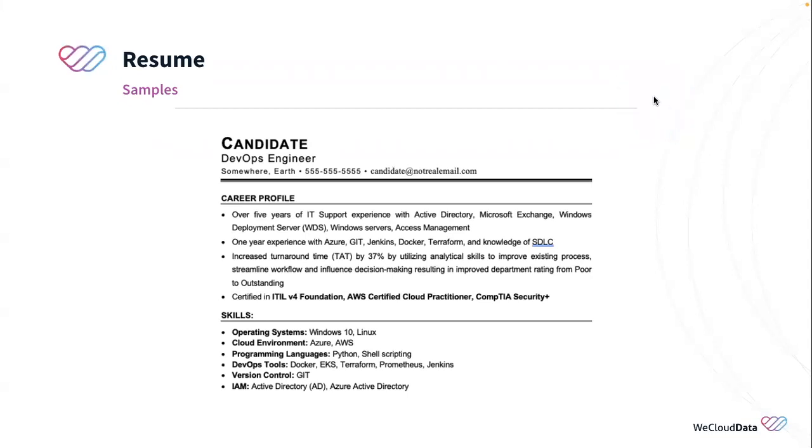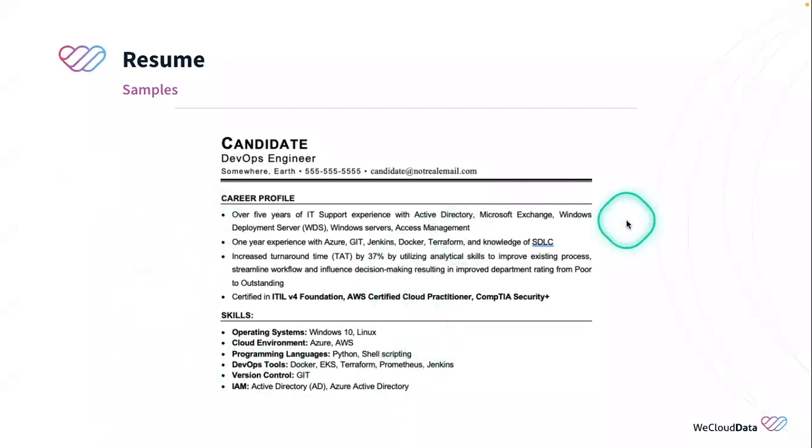Let's go quickly through some samples. We're nearing the end of the PowerPoint deck here. So this is one of the candidates I helped mentor, and they got a DevOps engineer job recently, 3 months ago. So right away when you see this, it looks like a pretty strong IT background. Looks like from this they've done a lot of IT support, help desk, application support type of thing.